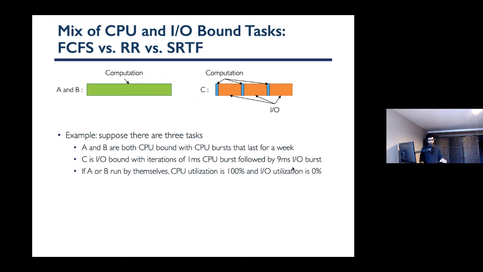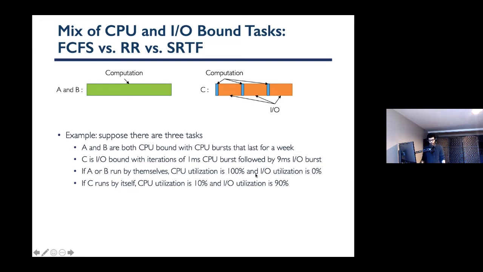So, actually, let's analyze this further. If we just run A or B by themselves, the CPU utilization is going to be 100%. You're just always using the CPU, but I/O utilization is going to be 0 because none of them is doing any I/O. If you run C by itself, then your CPU utilization is going to be 10%, as you can see here. So only 10% of the time you're using your CPU. What about your I/O utilization? 90% of the time you're going to be using I/O.